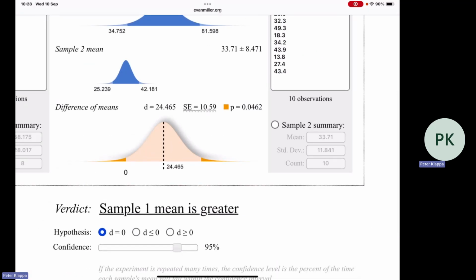Well, the nice thing about this calculator is it even gives you a verdict. Sample 1 is greater, but you should come to that conclusion anyway. So use this calculator because it's extremely useful. Now, I told you earlier the conditions for a t-test, and you can immediately see that at least 2 of these conditions are not met.